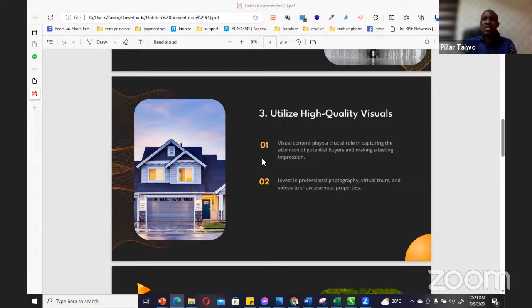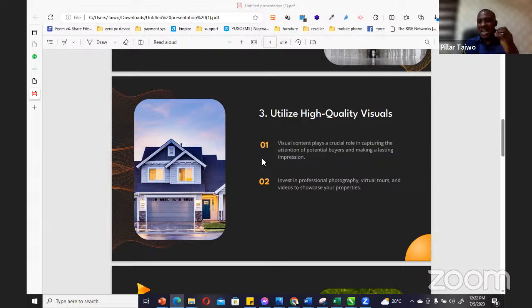Now, you also need to make use of this. The number three thing you need to do for effective marketing, which we'll also be looking at and emphasizing, is visual content. Visual content should play a crucial role in capturing the attention of potential buyers and making a lasting impression.